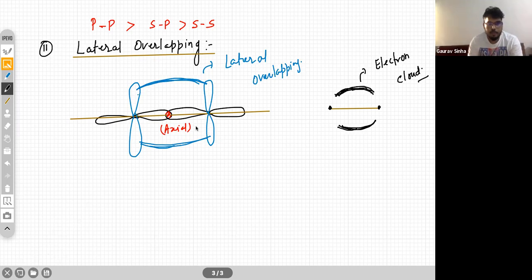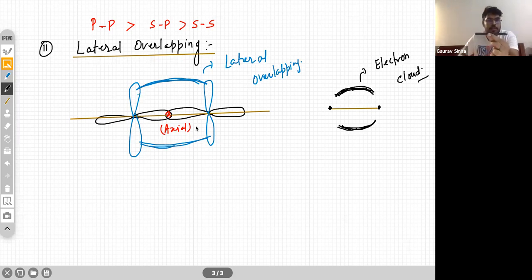See, if you have a sigma bond like this, this is a sigma bond, right? So this is the axial overlapping. You see the lobes that overlap like this, okay? It is axial overlapping. But the orbital which is perpendicular to this axis is this. When these two overlap, above and below also, this forms a pi bond. Can you imagine this?